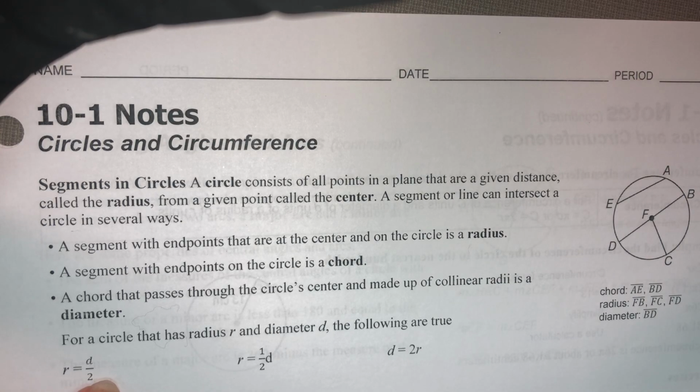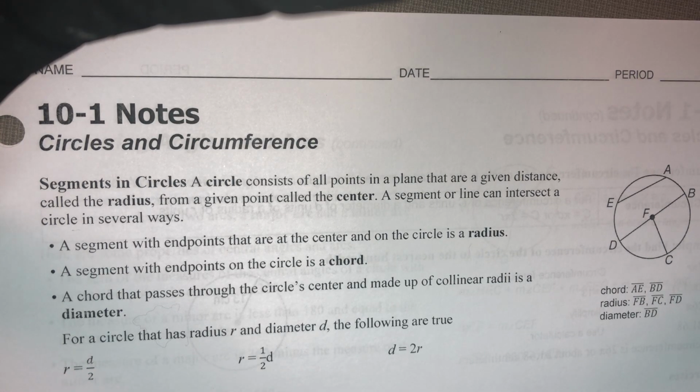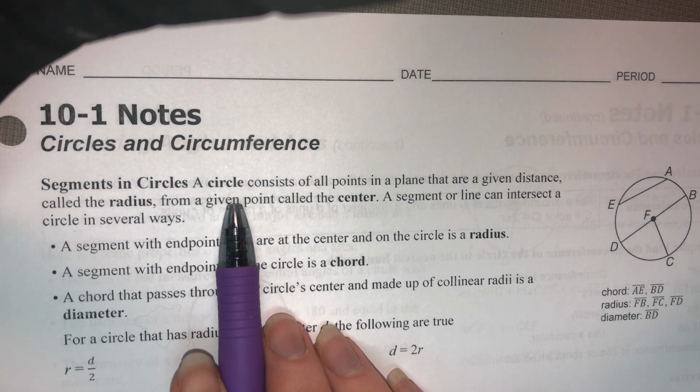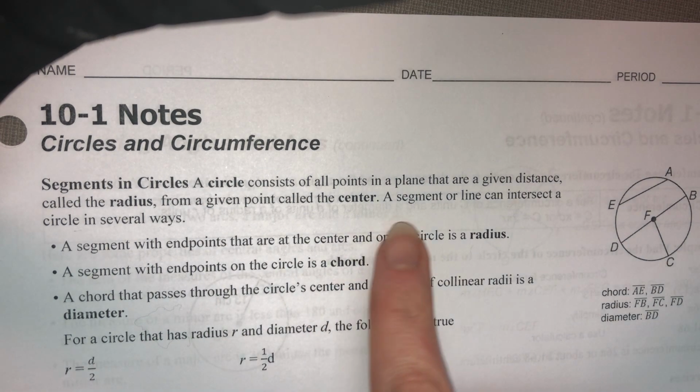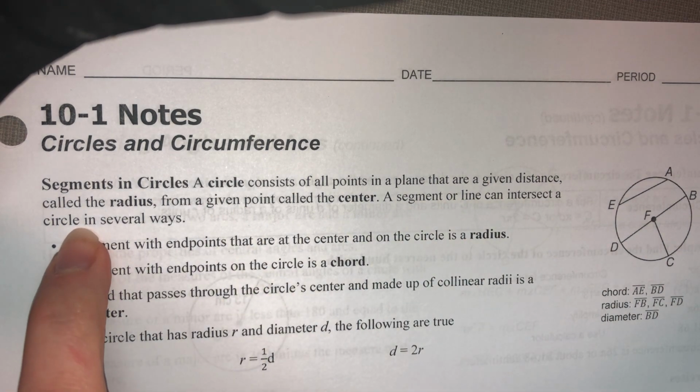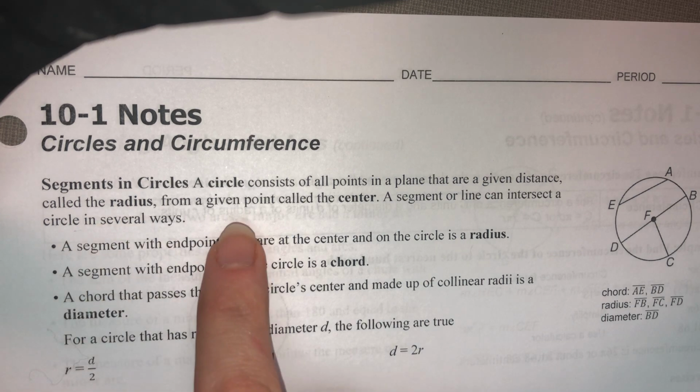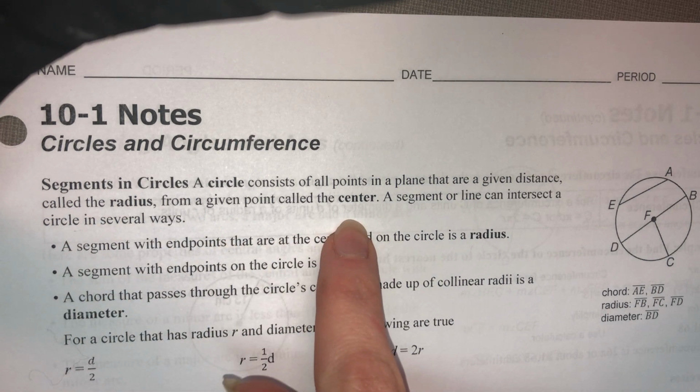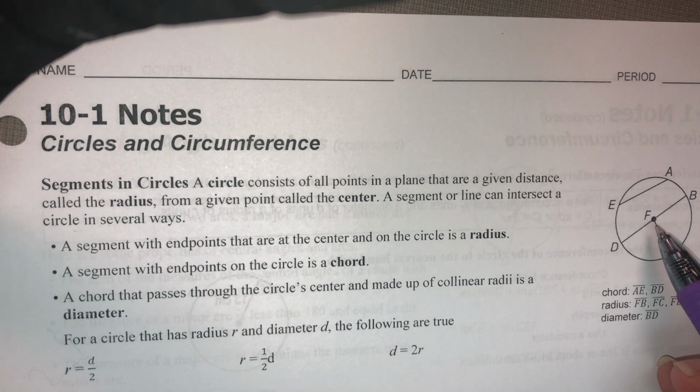Geometry students, today we are going to learn about circles. We have some vocabulary to talk about to begin with. A circle consists of all points in a plane that are a given distance, called the radius, from a given point called the center. So in this circle here, point F is the center, and the distance from point F to C is the radius.